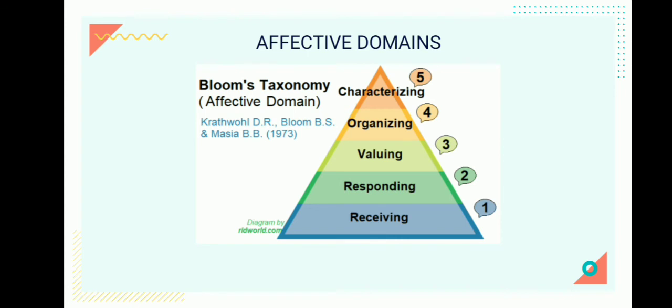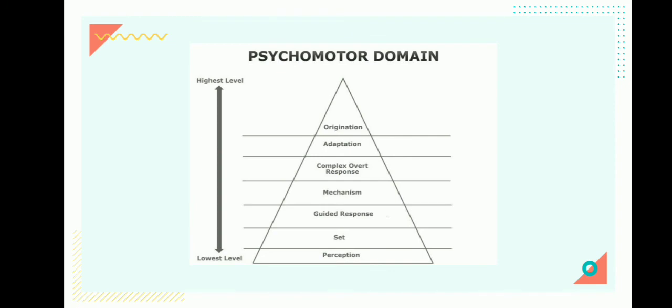And the last we have characterizing. Characterizing is the ability to internalize values and let them control the person's behavior. For example, a man marries a woman not for her looks but for what she is. Oh my god, this is very romantic. Okay, next, this is the last, the psychomotor domain.